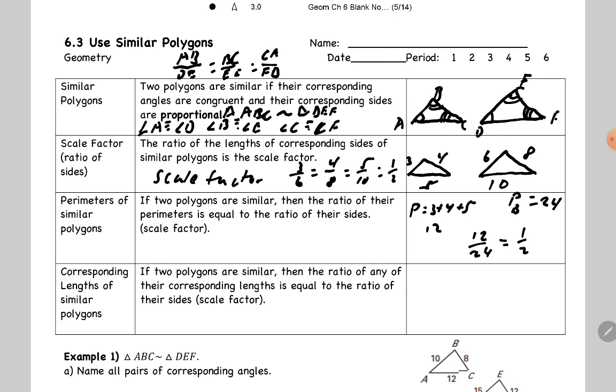So the ratio of the perimeters is equal to the ratio of their sides, or the scale factor. If two polygons are similar, then the ratio of any of their corresponding lengths is equal to the ratio of their sides.